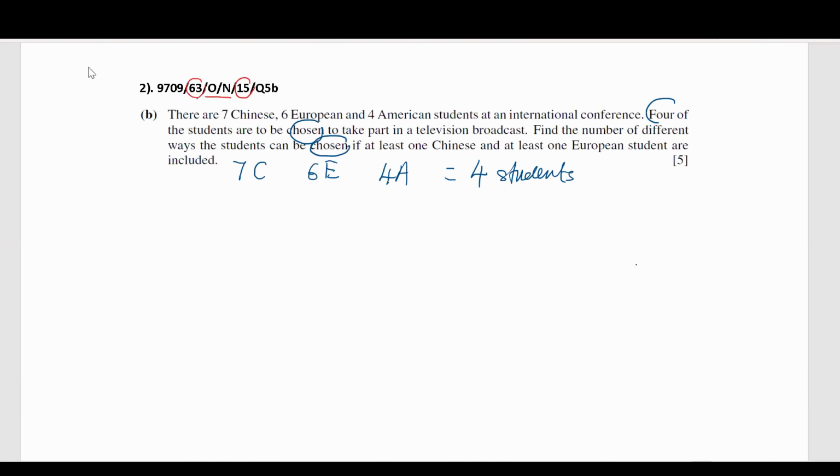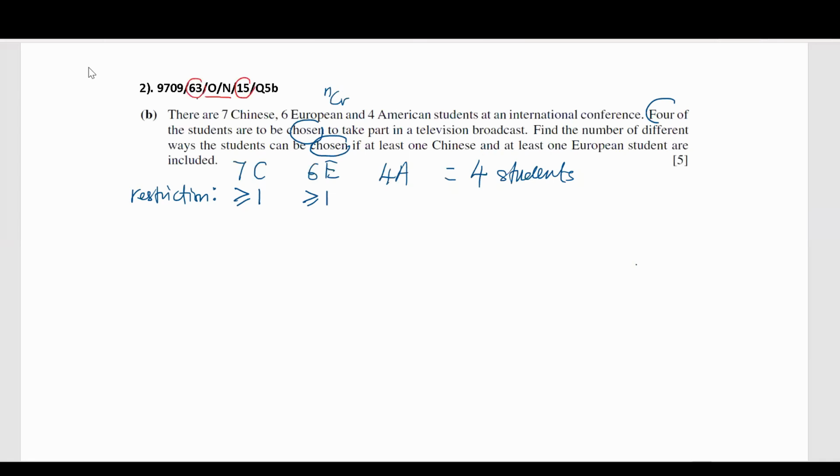See the keyword chosen. So we are going to use nCr. If at least one Chinese, so this is the restriction. At least, greater than or equal to 1 Chinese, and at least 1 European, greater than or equal to 1 European, students are included, and there's no restriction on the Americans, which means it's possible to have 0 Americans.